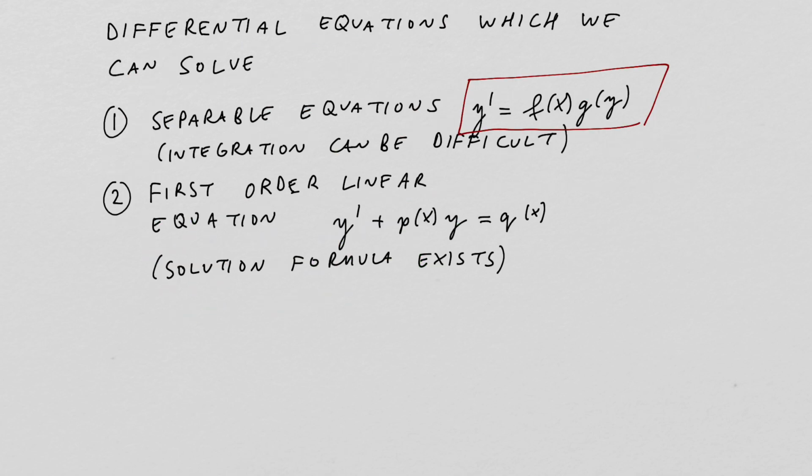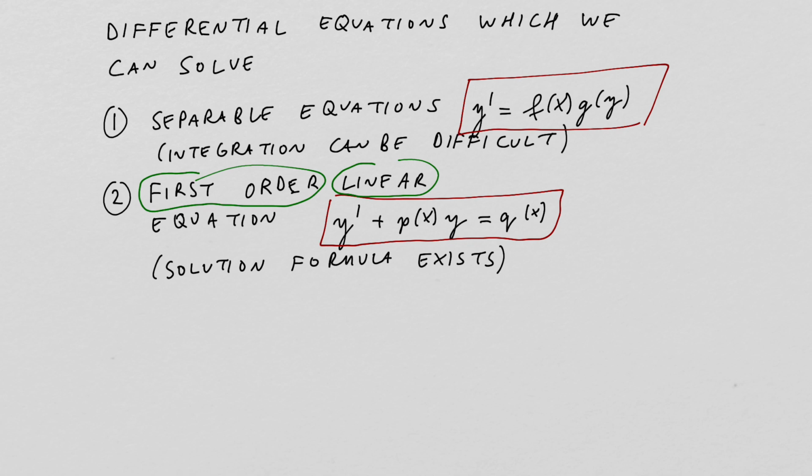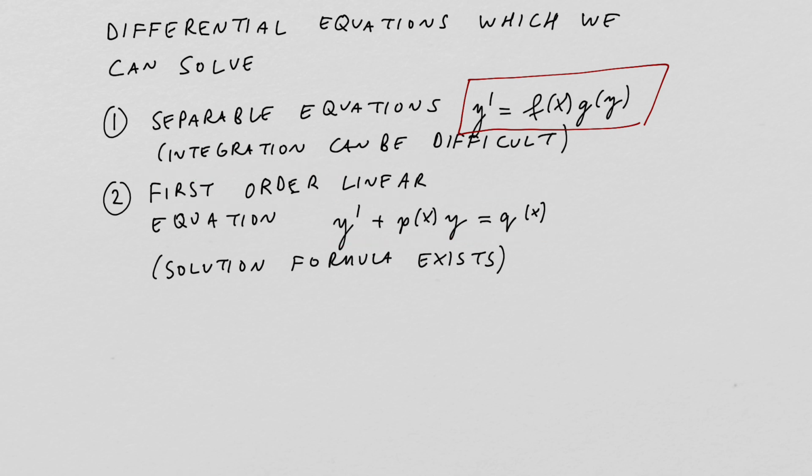So now we know two equations that we can solve. Two differential equations. Well, what's the meaning of this word linear and what is the meaning of this word first order? This first order just means that here is the first derivative and there are no higher order derivatives.